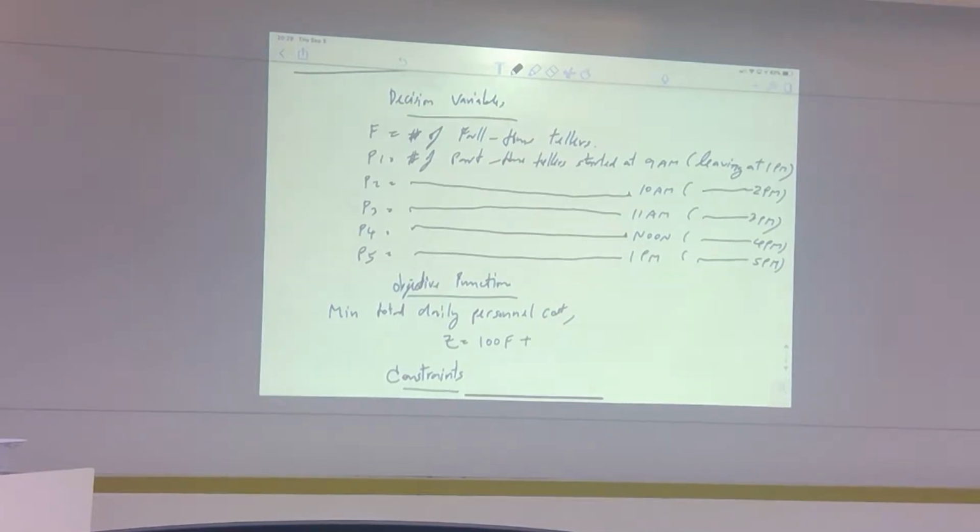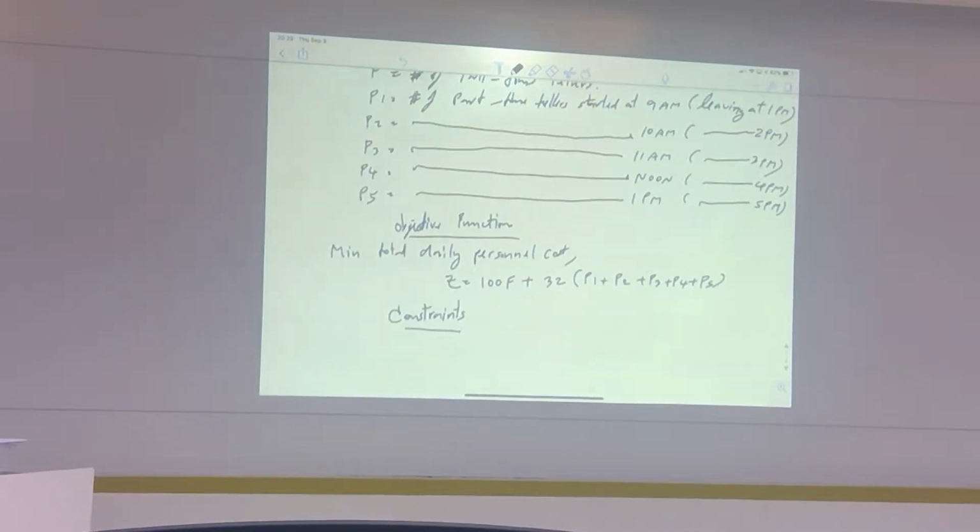And how about part-time? Part-time earns $8 per hour and works 4 hours, so then 32 per day. So then we have 32, and we have the number of part-time to be P1 plus P2 plus P3 plus P4 plus P5. Because each of them works 4 hours and earns $8 per hour, so $32 per day for each part-time.